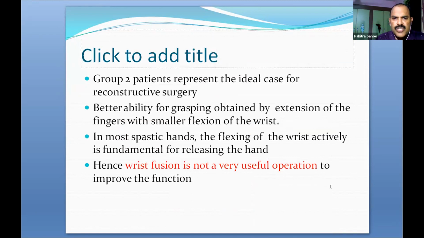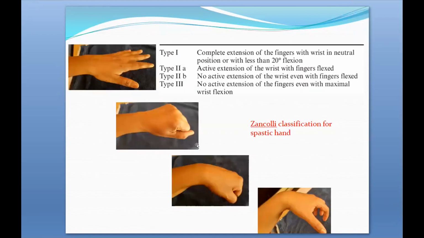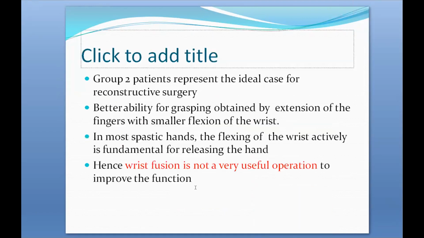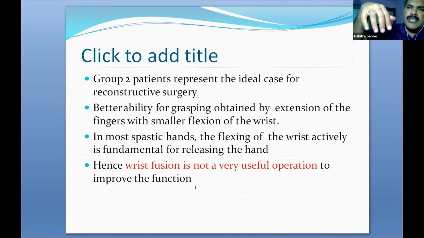So these group 2 patients are ideal candidates for surgical intervention. Better ability for grasping is obtained by extension of the fingers with a small flexion of the wrist. In most spastic hands, actively flexing the wrist is fundamental for releasing the hand. This is a common attitude for a CP spastic hand. Whenever you try to grasp an object, he has to flex the wrist so that the spastic flexors will be relaxed and the child can extend the fingers. This is a normal tendency in a spastic hand, always with a flexed wrist.